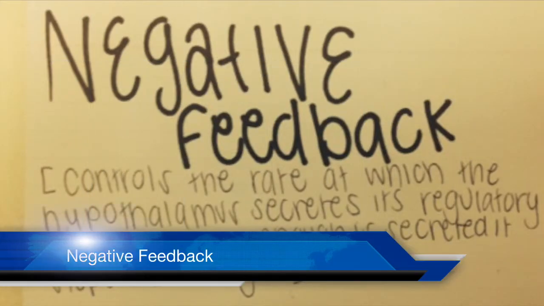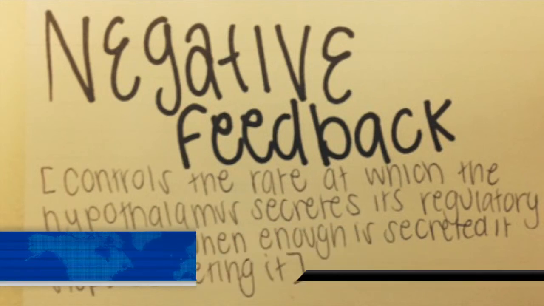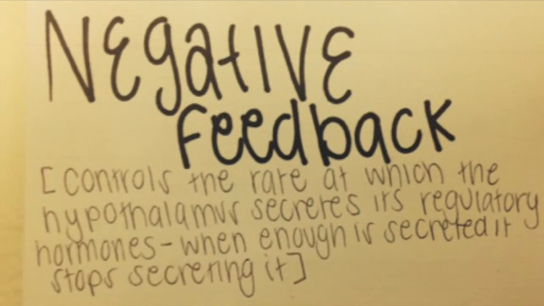We must remember that this whole system works through negative feedback. Negative feedback controls the rate at which the hypothalamus secretes its regulatory hormones. When enough hormone is secreted, it stops secreting it.